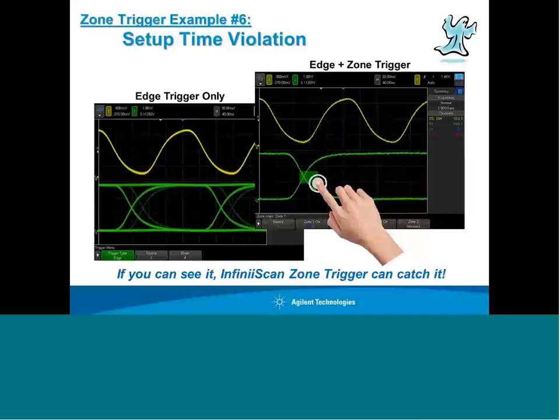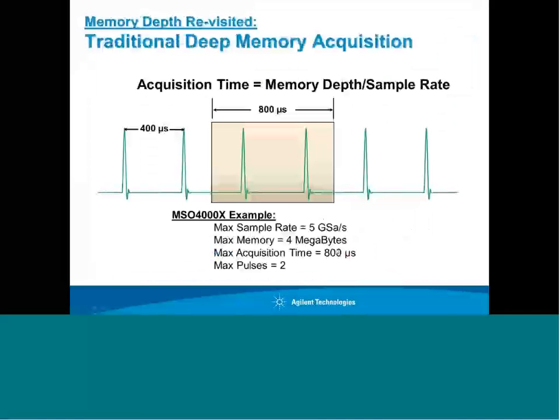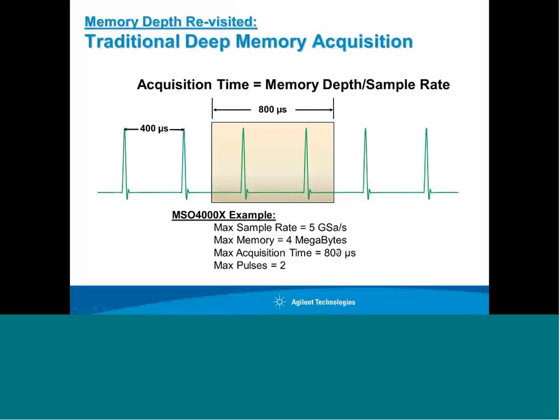And here's the example of the setup and hold time violation. Where the signals are more dim, they're happening infrequently over here on the left. This is a setup time violation. Again, draw the zone in this area, and then we lock in on just the bad signals or the problem signals. Now let's go back and talk about memory depth again.